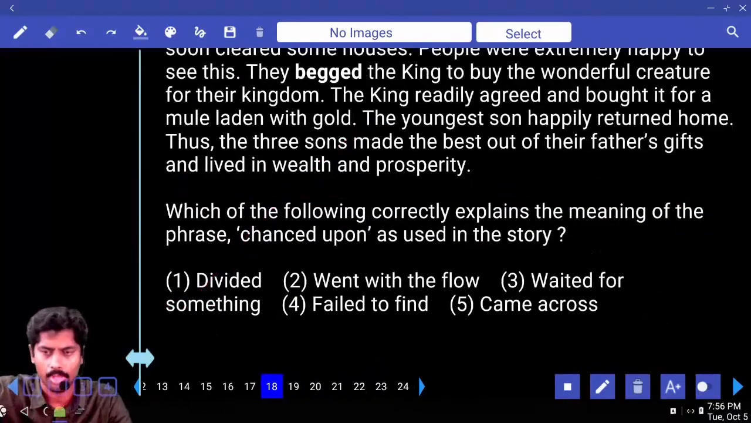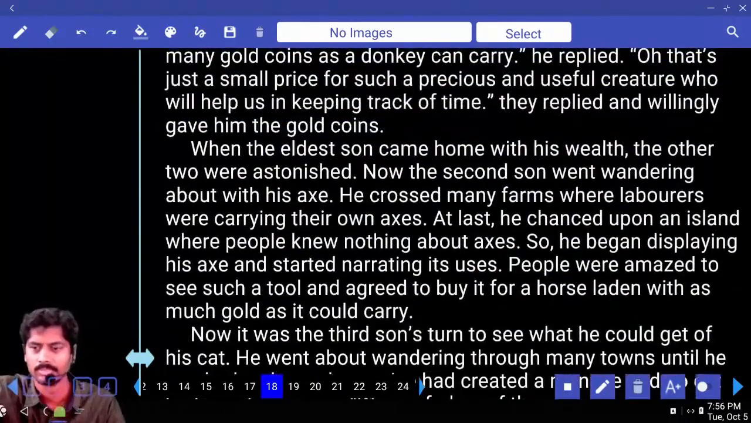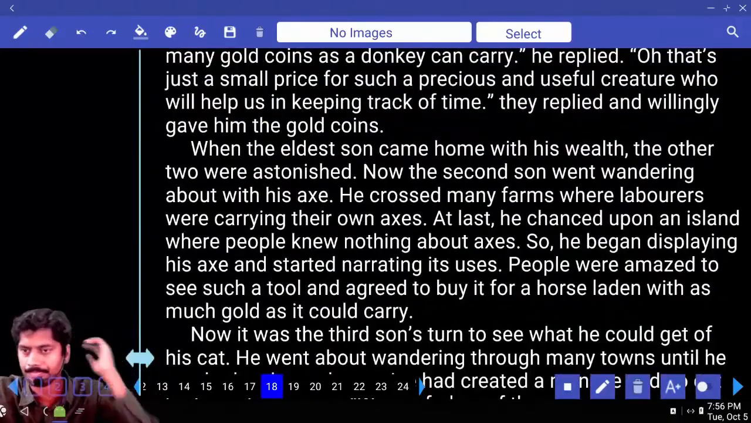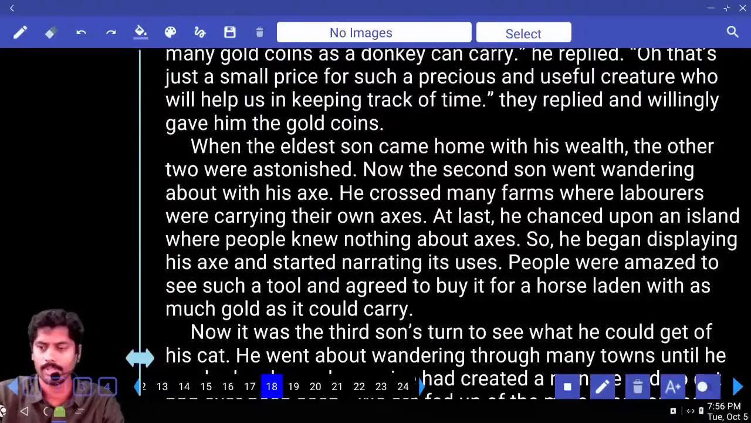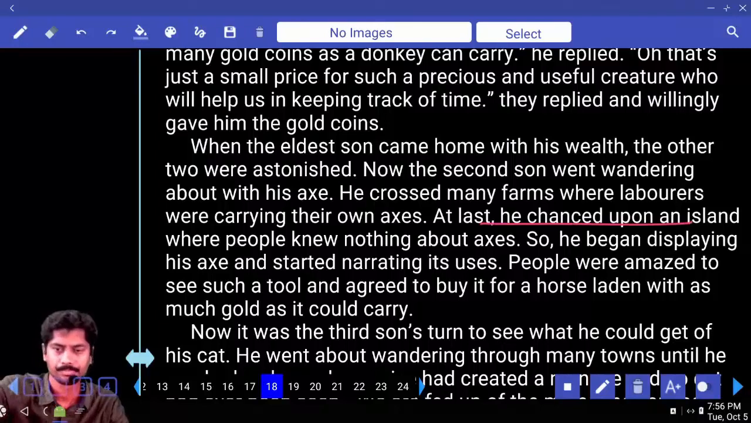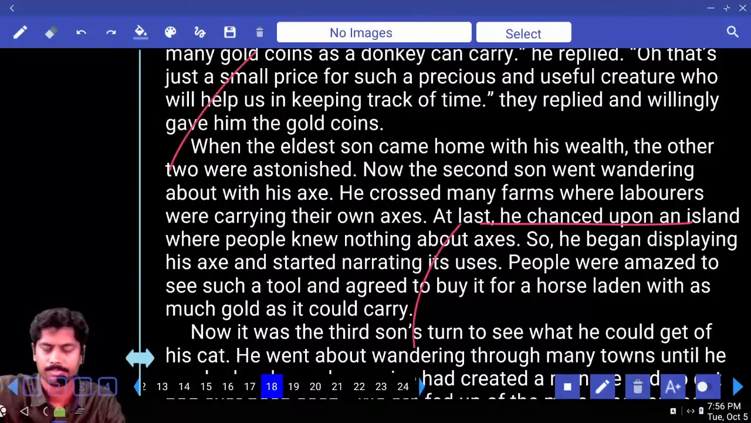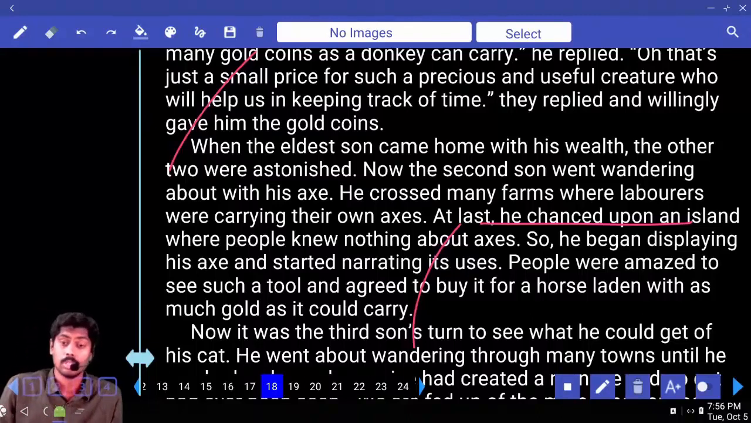Where is chanced upon according to the passage? Chanced upon. Last or third? Third paragraph, where is that? Third line here. Anyways, I'm reading it. When the eldest son came home with his wealth, the other two sons were astonished. They were shocked. Now the second son went wandering about with his axe. He crossed many farms where laborers were carrying their own axes. At last he chanced upon an island where people knew nothing about axes. So he began displaying his axe and started narrating its uses.